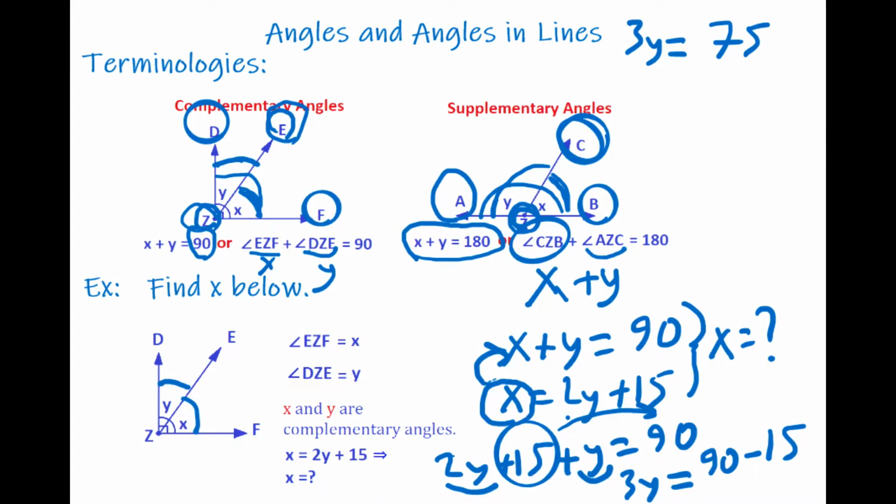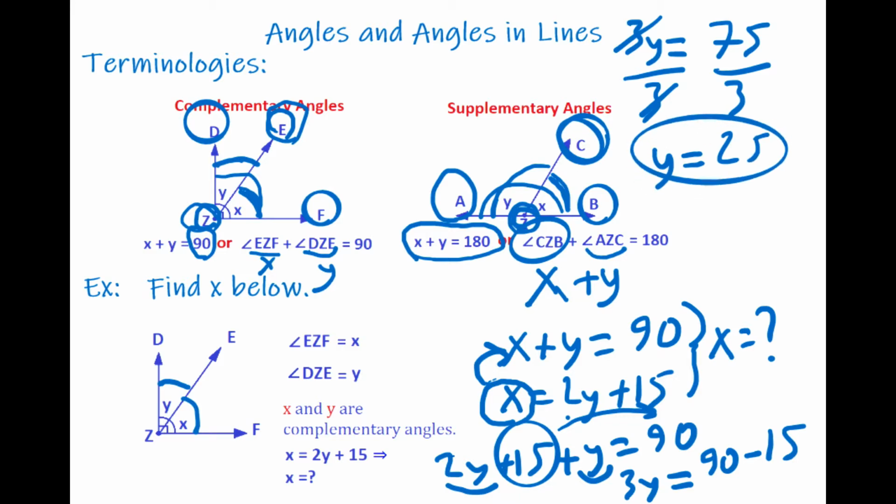And from here, we need to leave y alone. How? Divide both sides by the number that is in front of y, which is 3, guys. And once you do it, these will be gone, and y is going to be alone, so y is 25 in this case. We found y, but we are asked to find the value of x.